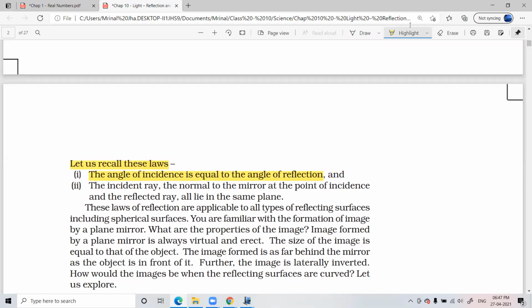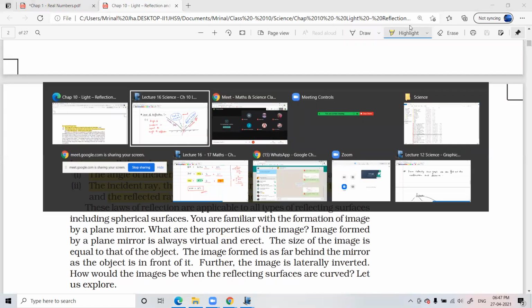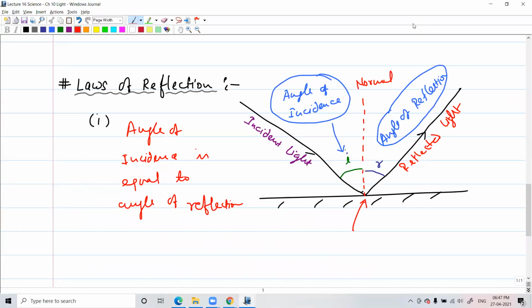And what's the second law? The incident ray, the normal to the mirror at the point of incidence, and the reflected ray, all of them lie in the same plane. So this needs a little bit of explaining if you don't already know it. So I'll explain that second point.